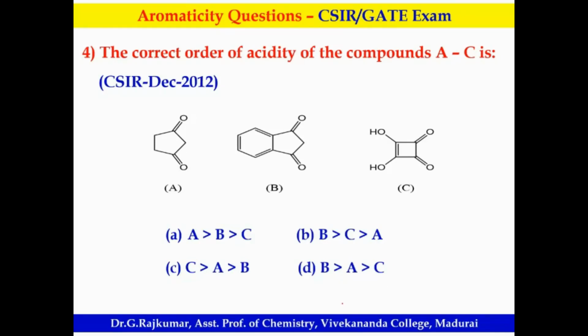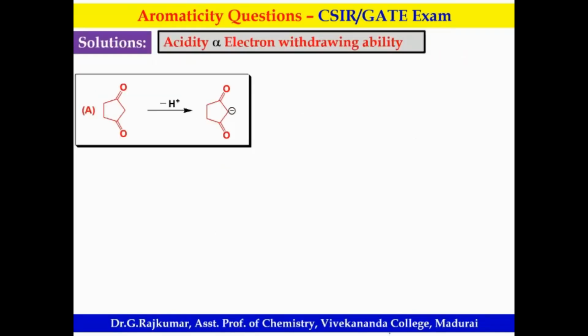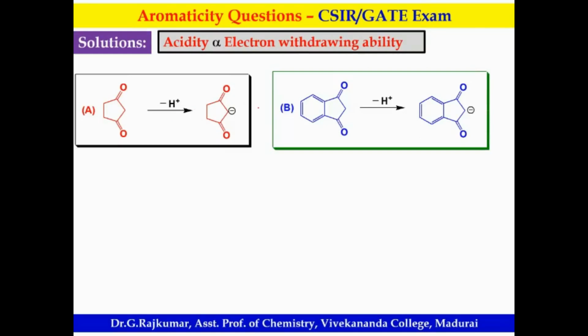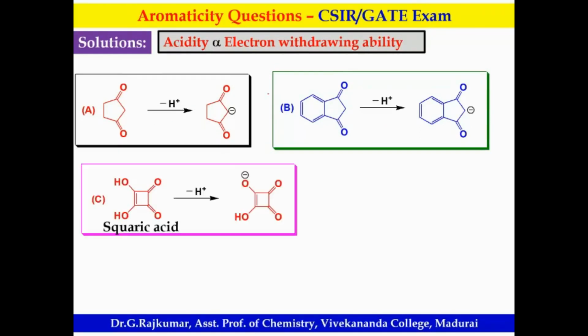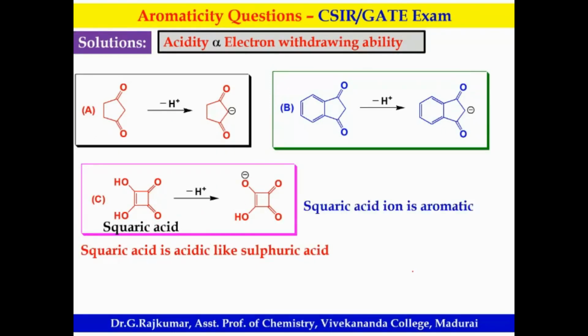You can see. Okay. As we know, the acidity is directly proportional to electron withdrawing ability. After losing a proton, it will form like this. B forms, and this is squaric acid. So the acidity you can compare with sulfuric acid. So it will be strongly acidic. It is also aromatic. Very good. Option C is the correct one.